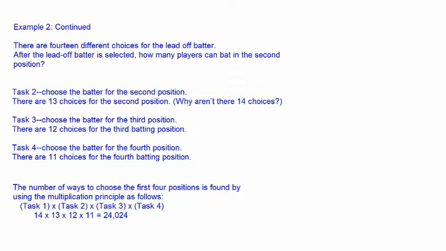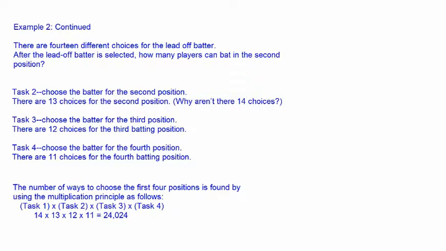Once they've selected the leadoff batter, the question becomes, how many choices does the manager have for the person who will bat in second position? So we'll call that task 2. We've accomplished task 1. There are 14 ways to do that. Now we have to choose a batter for the second position, and there are 13 choices for the second position. And the reason there aren't 14 choices is according to the rules of baseball, a person cannot bat sequentially and follow themselves. In other words, the person who's batting first can't then come back to the plate and bat second.